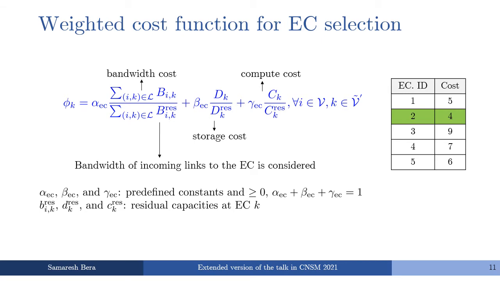Once we identify the request for admission, we need to select the edge cloud to serve the slice request. To select the edge cloud, we again design another comprehensive cost function that consists of bandwidth, storage, and compute cost at the edge clouds. Alpha, beta, and gamma are the predefined constants used to capture the relative importance between the bandwidth, storage, and compute. And we see that the bandwidth of incoming links to the EC is considered to account for more aggregated paths to reach the edge cloud. If we look at the example here, let us say we have different edge clouds such as 1, 2, 3, 4, 5, and the cost based on this cost function. The edge cloud with the minimum cost is selected to serve the request.